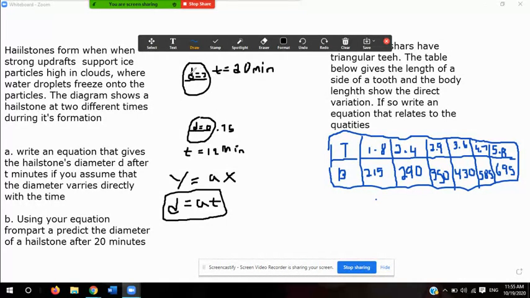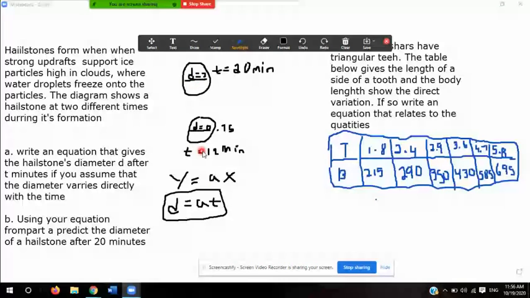If I look at the diagram here, the first one, I don't have a diameter, and all I have is 20 minutes. So there's really nothing I can do, because not only do I not have the diameter, but I don't have A. I don't have a constant of variation. So that means I have to find A in order to find the diameter here.